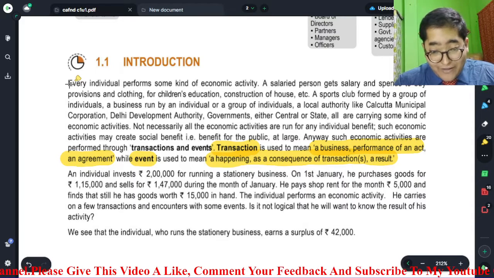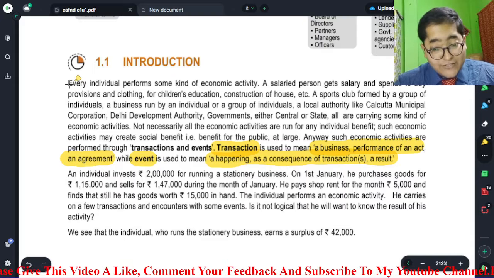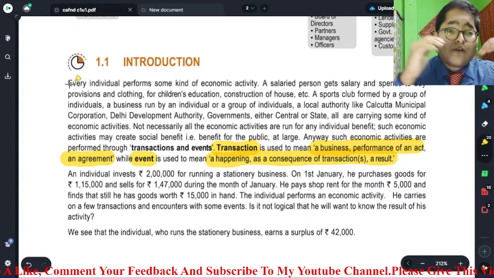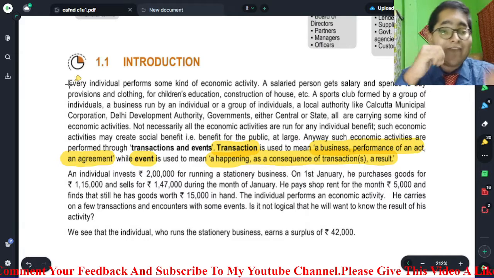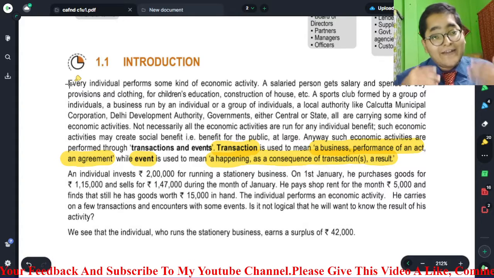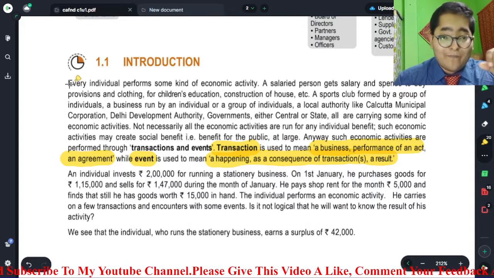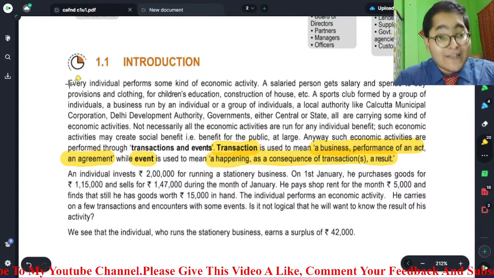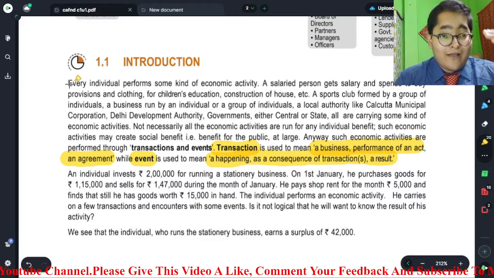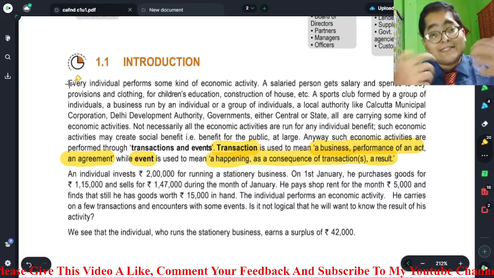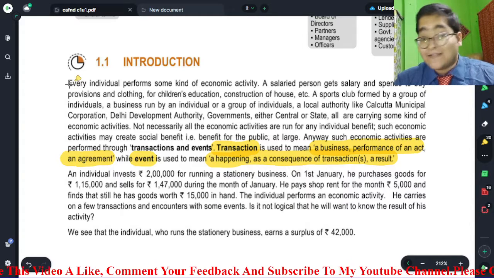Events happen as a consequence of transactions, as a result. We go through a transaction to have an event. We enter into a transaction to perform an event. For example, we sell goods, we give away a good which has a financial or monetary value, and we receive money, we receive currency as money.